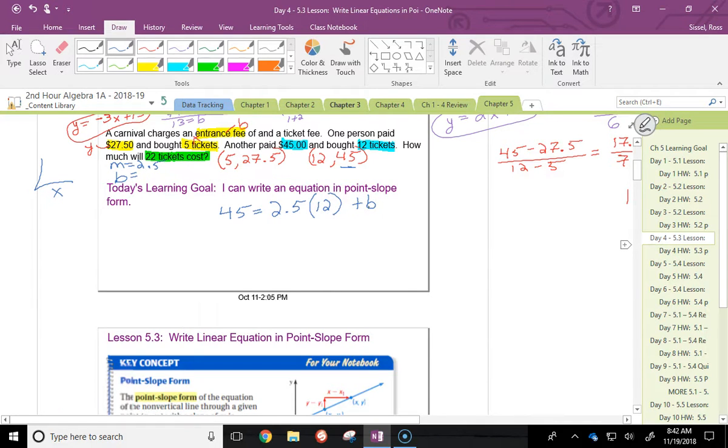What is 12 times 2.5? You should be able to kind of do this in your head. 12 times 2 is 24. Half of 12 is 6, so 24 plus 6 is 30.